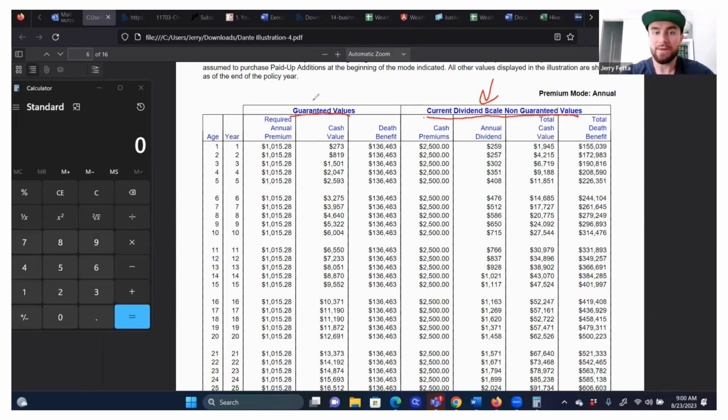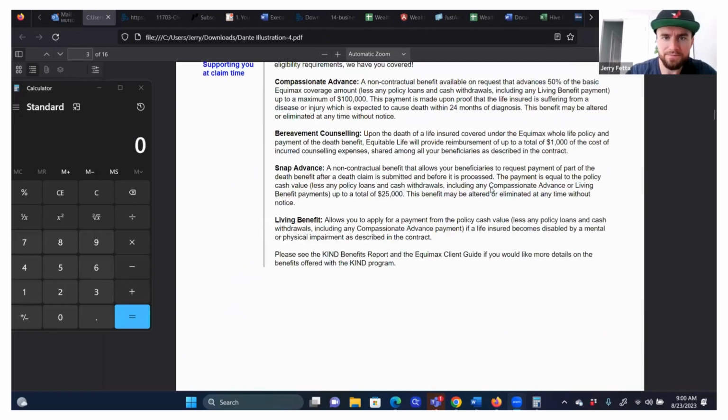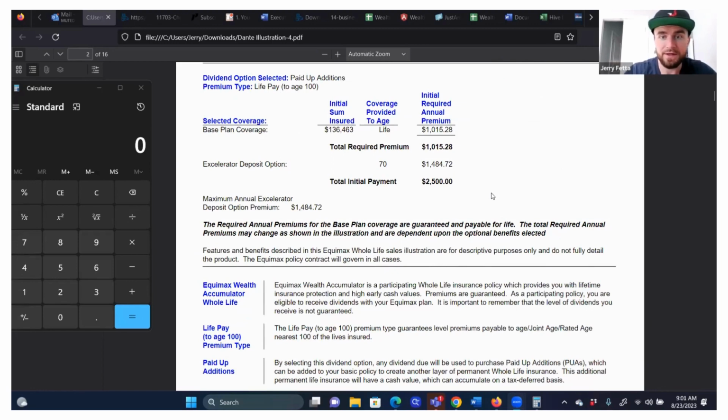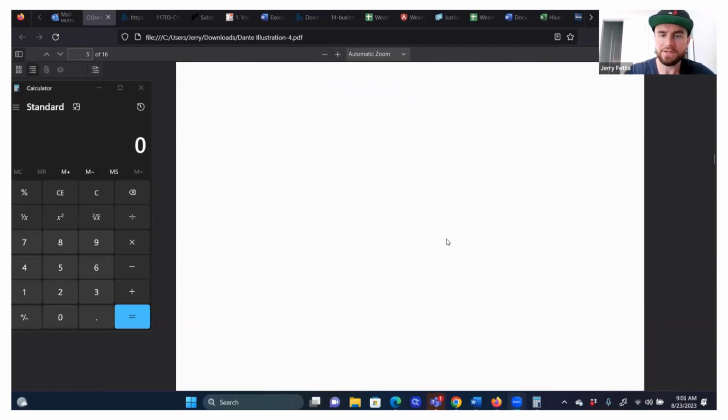Okay, so I'm looking at a couple of things here. We're doing a children's policy. Let me just scroll up a bit, because we did do a lump sum on this policy going into it. And this is for a Canadian, by the way. The total initial payment is 2,500. 1,000 of that was the annual premium. Then we did a paid-up additions lump sum of almost $1,500. So a total of 2,500 goes in.